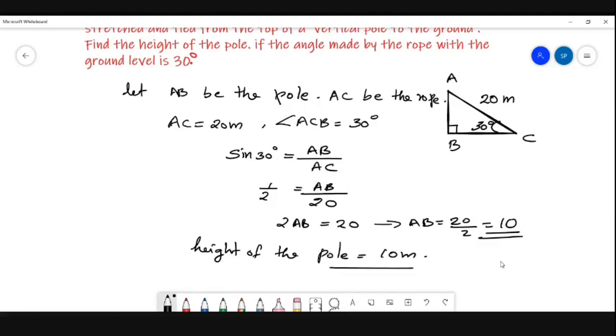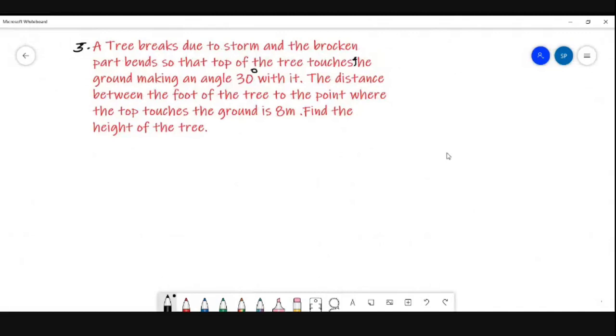Height of the pole equal to 10 meter. Here we have the third question. A tree breaks due to storm and the broken part bends so that the top of the tree touches the ground, making an angle 30 degree with it. The distance between the foot of the tree to the point where the top touches the ground is 8 meter. Find the height of the tree.